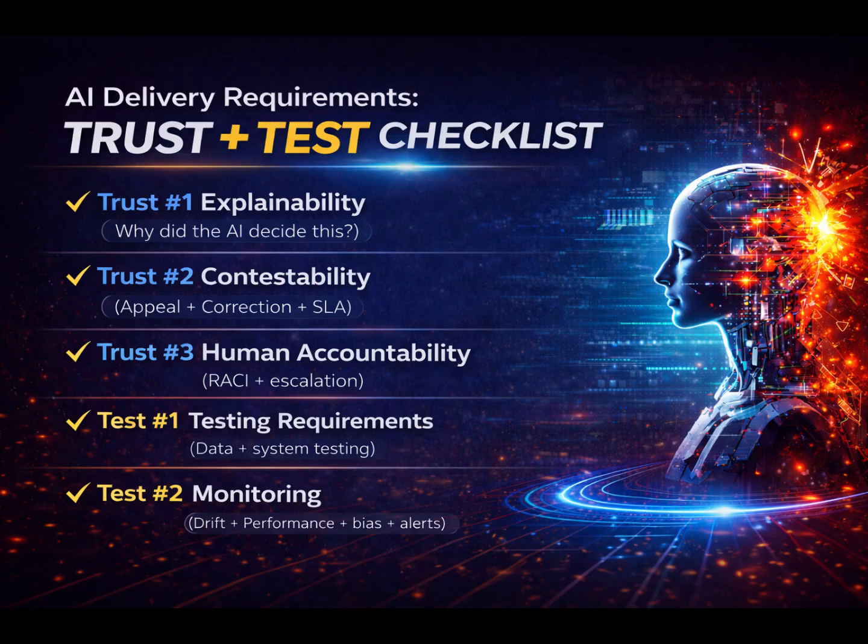And here's the trap. They ask for an explanation but don't define what good looks like. So define it like a requirement. Explainability must be available inside the product, not buried in internal documents. It must be understandable to the target user.